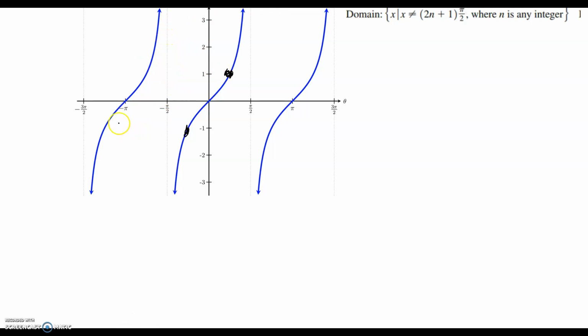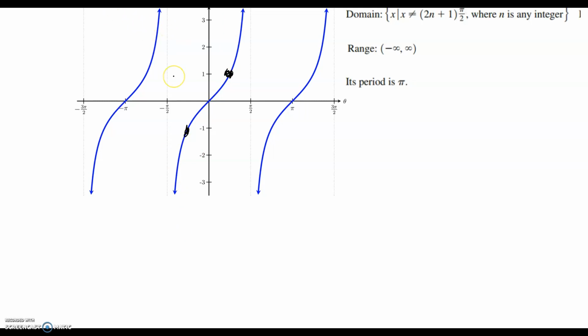So the domain is all real numbers x except for those odd multiples of pi over 2, because that's where your asymptotes happen. All right. Now your range is still all real numbers because the graph continues to go down and it goes all the way up. So all of your y values are covered.